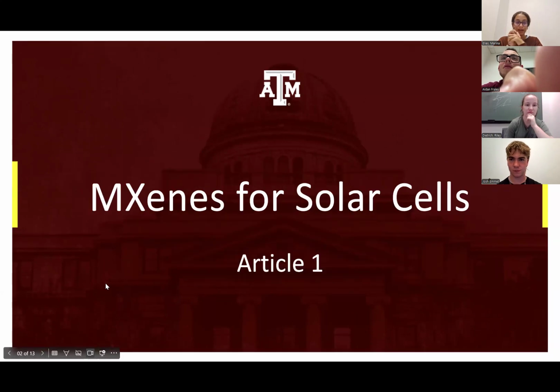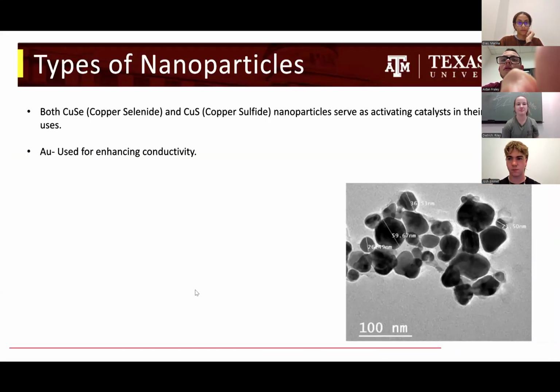So our first article is about MXenes for solar cells. For the types of nanoparticles in the first article, we have both copper selenide and copper sulfide nanoparticles that serve as activating catalysts in their respective uses. And for the second type, we also have gold nanoparticles, which are used for enhancing conductivity.